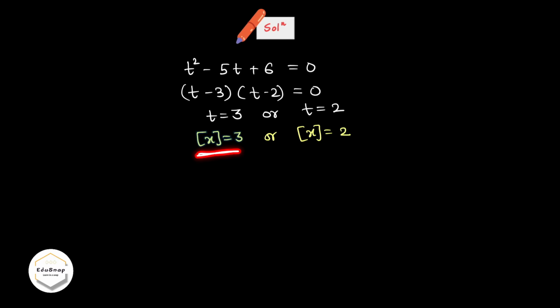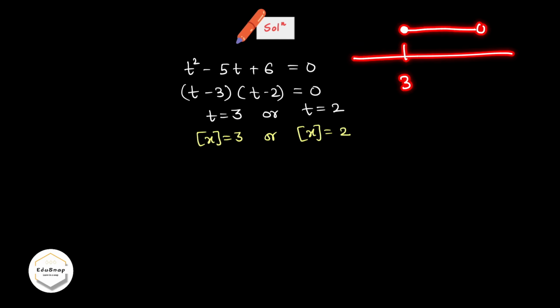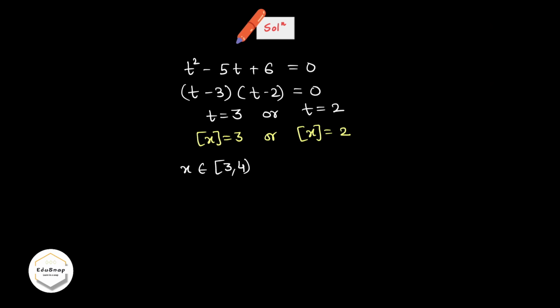Now, if you observe one thing, the greatest integer of x is going to be 3 when x is less than 4 but equal to or greater than 3. Because if you see here, if the value is at 3 and just before 4, all these values will provide you 3. So you can say that x must belong to [3, 4), where 4 is the open end of the interval.